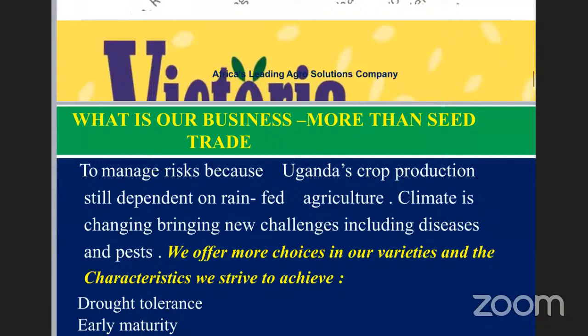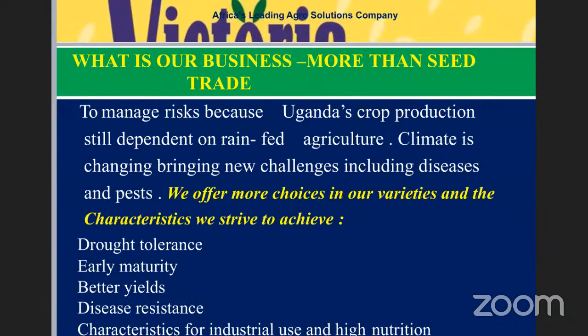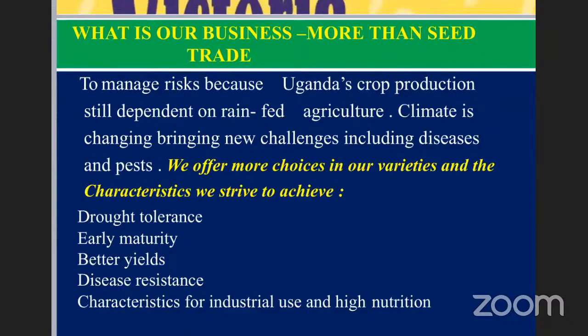And then I'm moving to the slide to tell you more. Victoria Seeds, who are we? We are actually one of the older seed companies. And although our business is primarily seed trade, getting quality seed to the farmers, we believe that our business is managing risk because crop production in Uganda largely depends on rain-fed agriculture. We are all cognizant of the changing climate. It brings new challenges, and those challenges include sometimes invasive pests and diseases. So what we do, we have to provide more choices in our seed varieties so that the farmers can cope with drought.